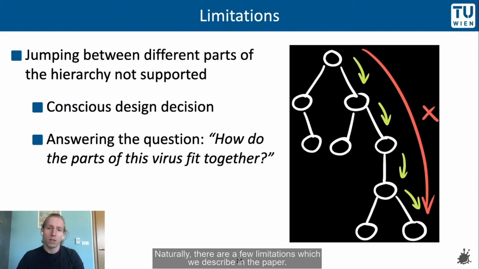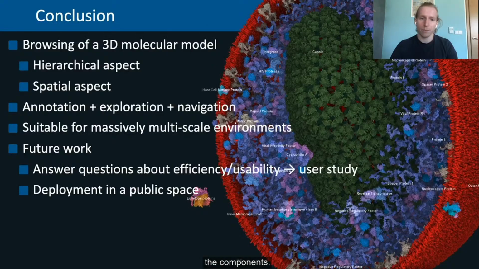Naturally, there are a few limitations which we describe in the paper. Here, let me just shortly talk about one of those. The method we describe works on a step-by-step basis, and therefore doesn't allow rapid jumps between different parts of the model hierarchy. This was, however, a conscious design decision. We prioritized the navigation pattern used for exploration rather than finding specific structures and navigating towards them. We think that by supporting the stepwise interaction, we better help the user to make sense of the hierarchical organization as well as the spatial relationships between the components.